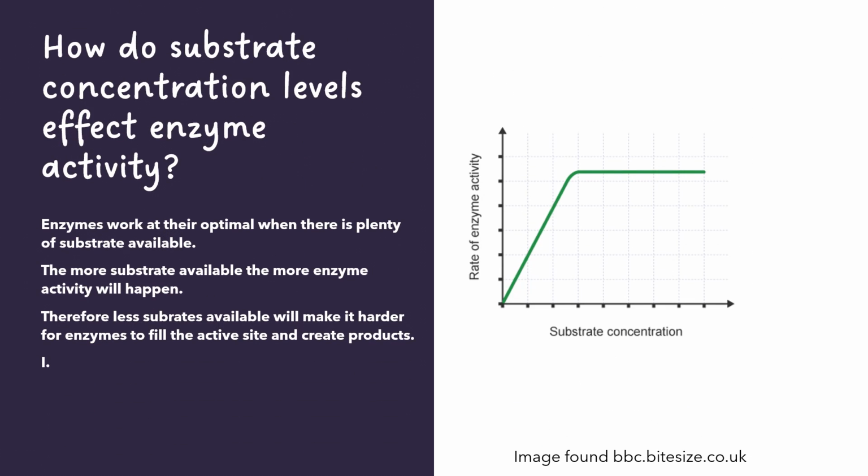Enzymes work at their optimal when there is plenty of substrate available. They use the least energy, therefore there will be increased reaction. So lots of substrates around make it easier for enzymes to fill their active sites. The more substrate available, the more enzyme activity that will happen. Therefore, less substrate makes it harder for enzymes to fill their active site and create products. They will use more energy as they have to move around more to find a substrate to fill the site.